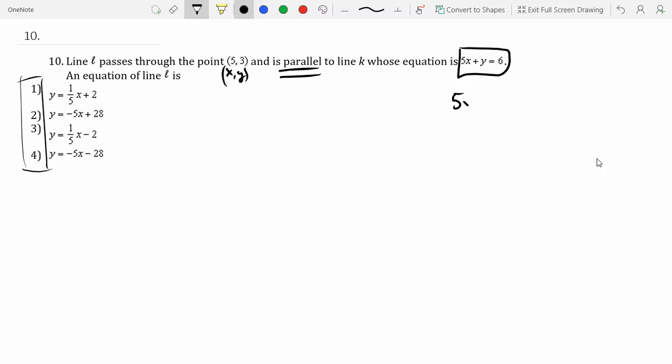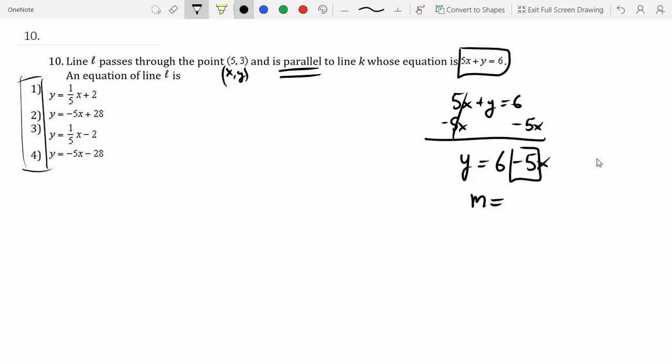So I've got 5x plus y equals 6. I'm interested in just y equals. So I've got y equals 6 minus 5x. The slope of this line is the number, including the sign, next to x. So it will be minus 5.